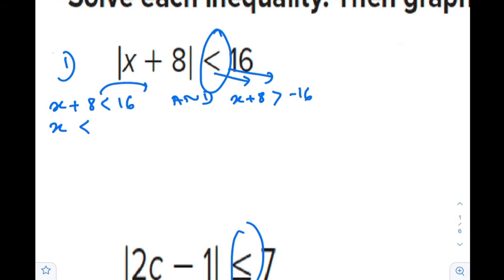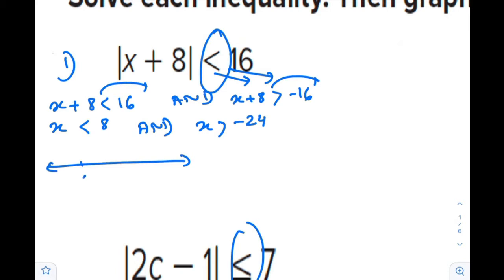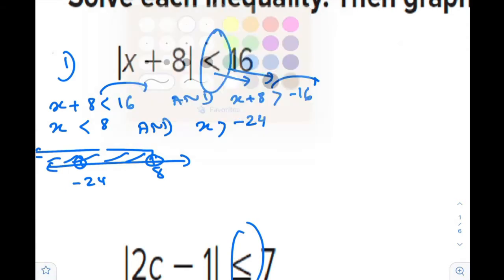So x less than 16 minus 8 is 8. And we have here x more than negative 16 minus 8 is negative 24. And we have "and" between them. And if you use the number line, this is, sorry, this is the negative 24, open circle. This is 8, also open circle. X less than 8, so it is to the left. X more than negative 24 is to the right.